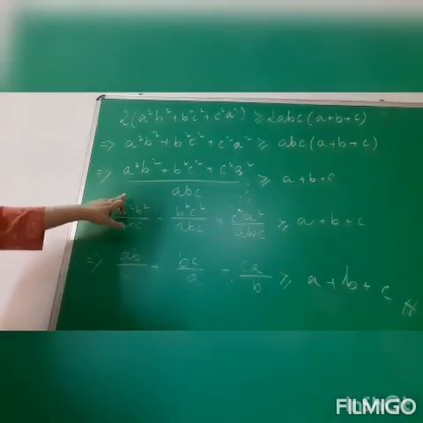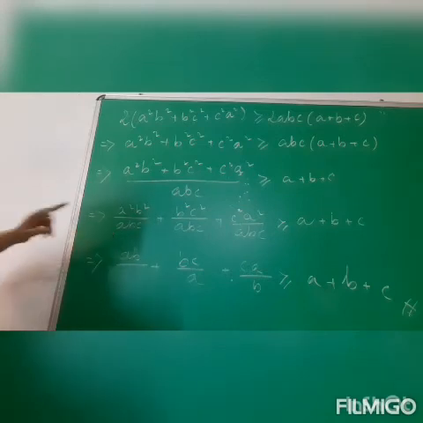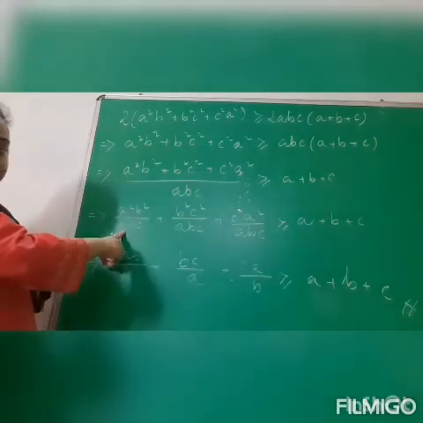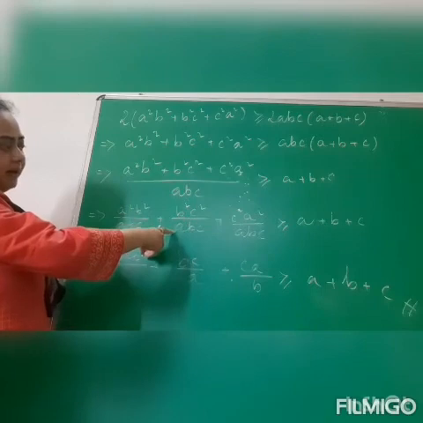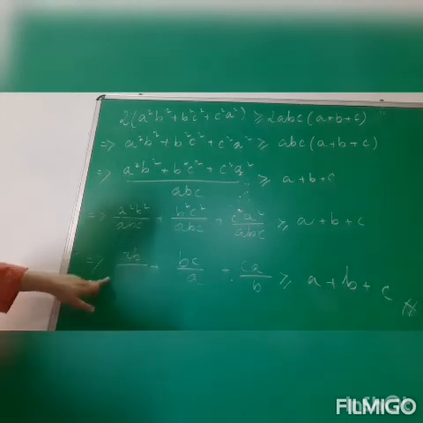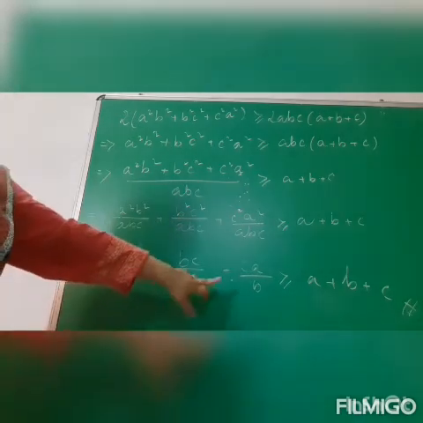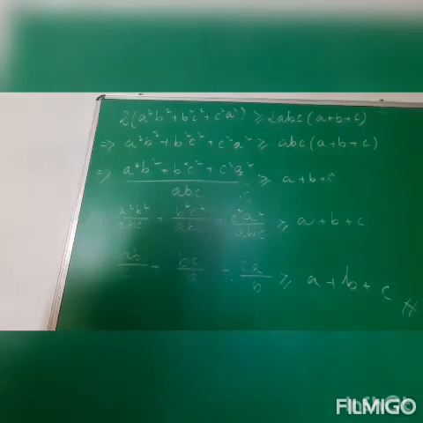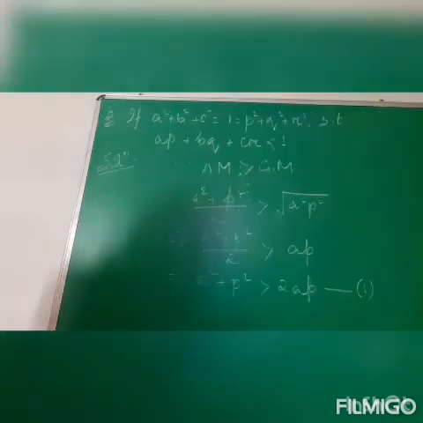Now each term, divide this each term with abc. So a square b square by abc plus b square c square by abc plus c square a square by abc greater than equal to a plus b plus c. So from here I will get ab by c plus bc by a plus ca by b, which is greater than equal to a plus b plus c. This is what we need to prove. Okay, now let us move on to question number 3.